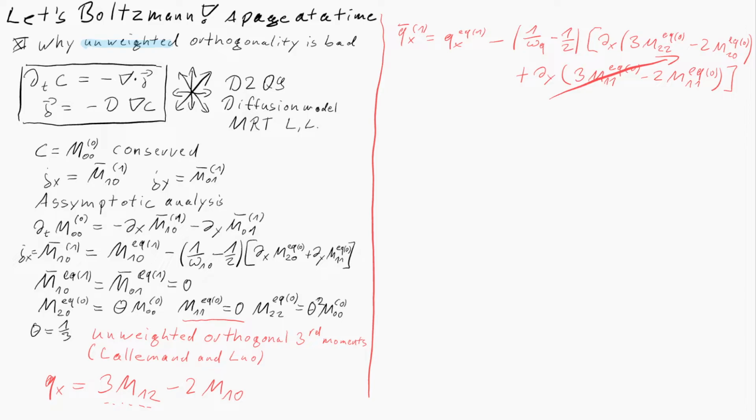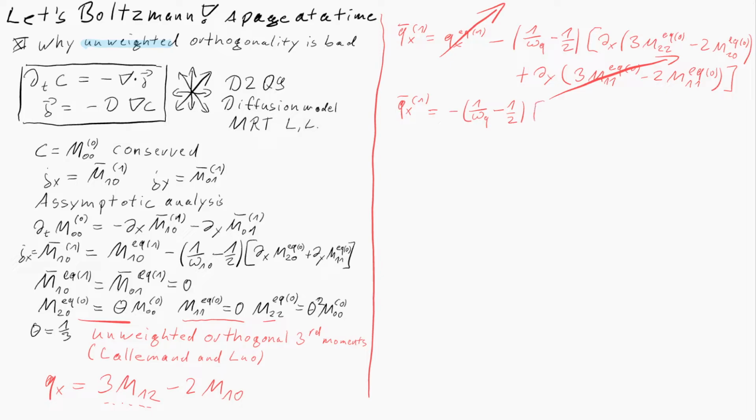Also, because the equilibria of the third order moments, which I have not written here, are also 0, we can forget about this guy, and what is left then is that q bar qx bar to first order is equal to minus 1 over omega q minus 1/2. And now we have to translate these equilibria from here and from here.